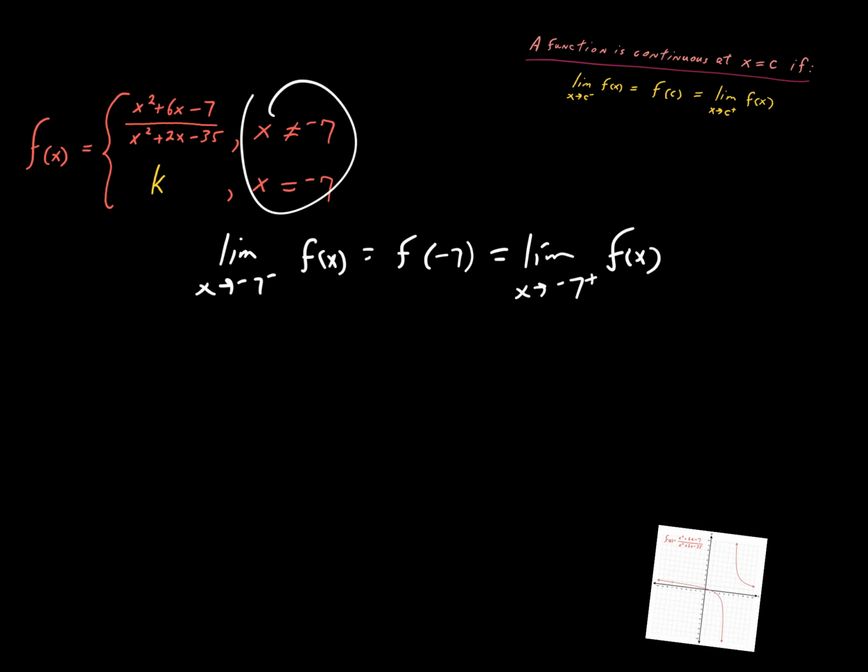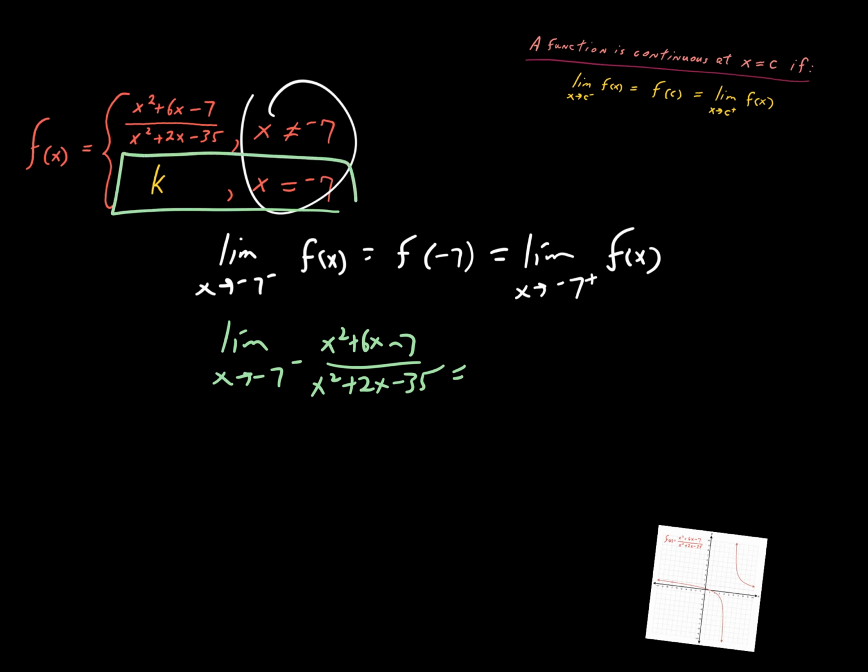So let's clean this up. We have the limit as x is going to negative 7 on the left side. We use x squared plus 6x minus 7 all over x squared. You can see it. I'm just copying that down. What are we using when x equals negative 7? When x equals negative 7, our f of x is k. It's a constant. It's sort of like saying f of x equals 4. All right, so if y equals 4, in this case y equals k. So it equals k.